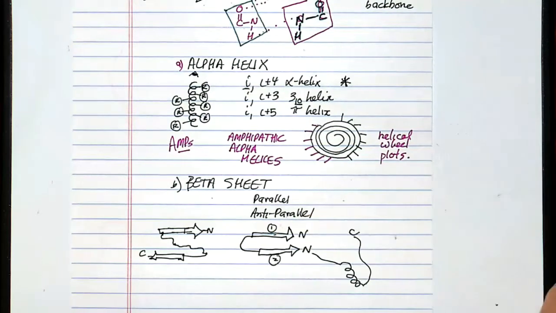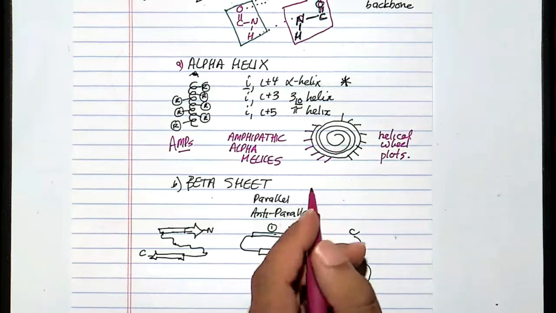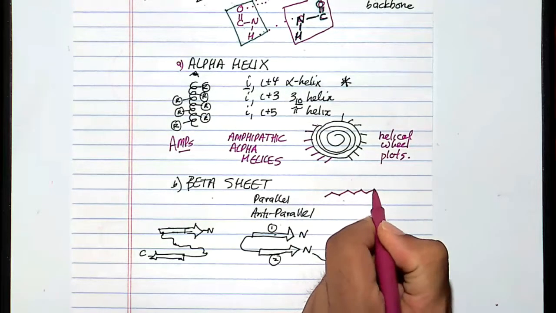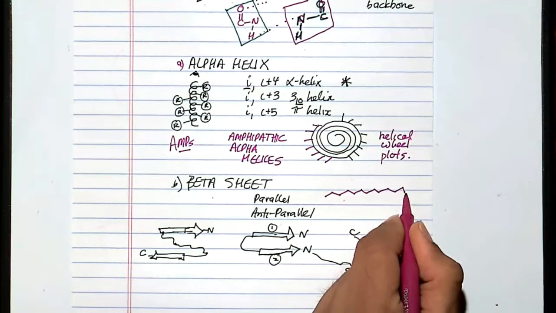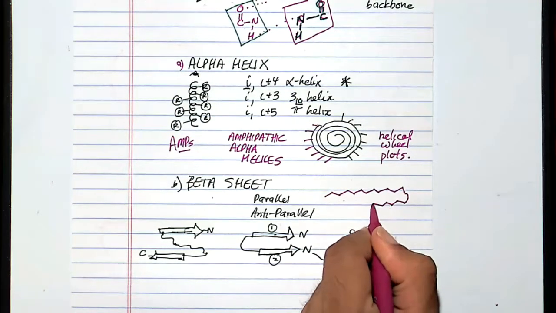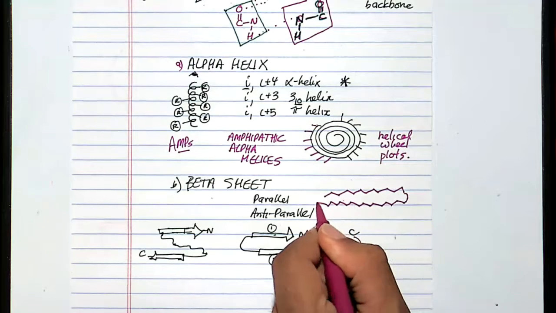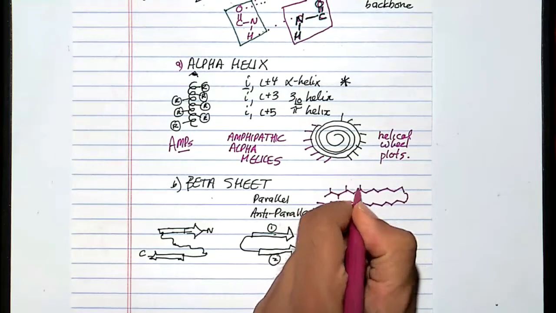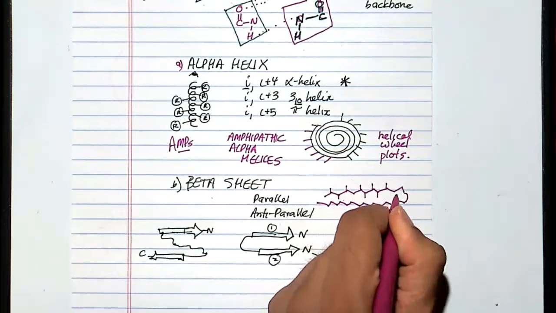So one way to think of beta sheets, again, it's hydrogen bonding within the peptide backbone, okay, a flat sheeted structure where the R groups project up and down this flat sheet.